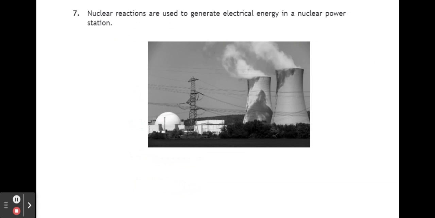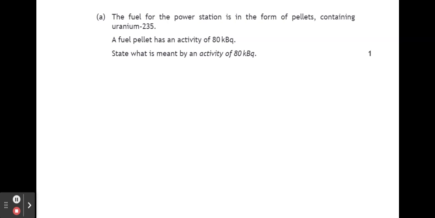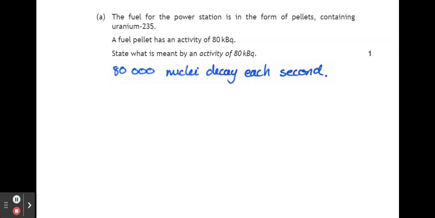Number 7, nuclear reactions are used to generate electrical energy in a nuclear power station. The fuel for the power station is in the form of pellets containing uranium-235. A fuel pellet has an activity of 80 kilobecquerels. State what is meant by an activity of 80 kilobecquerels. So, activity is the number of decays per unit of time. A becquerel is 1 decay per second. So 80 kilobecquerels means that 80,000 nuclei are decaying every second.